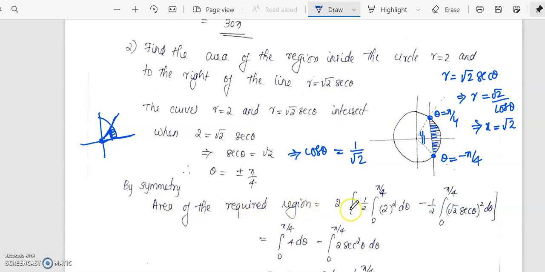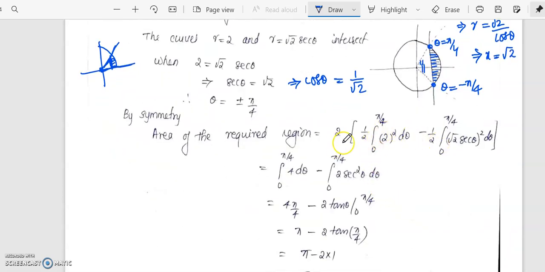So area of the required region will be 2 times 1 by 2 integral 0 to pi by 4. Then the area of the sector will be 2 square d theta, minus 1 by 2. Then the area till this line, that will be 0 to pi by 4 root 2 sec theta whole square d theta.